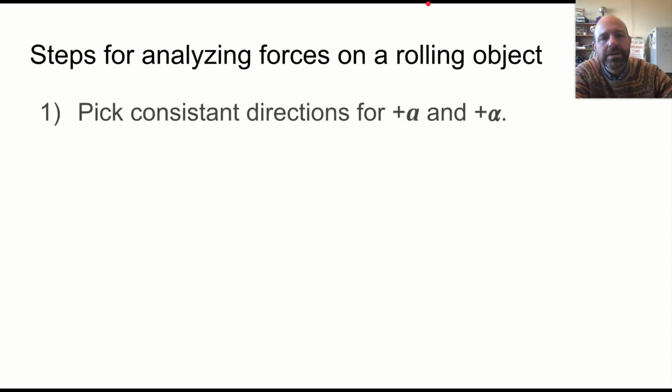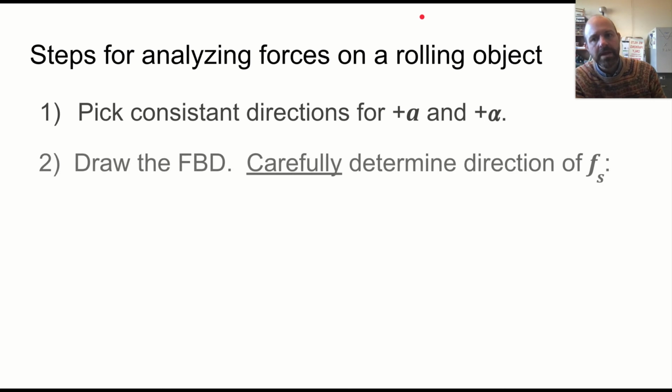So here's what we do when we're talking about rolling objects. We started with this in class the other day, and now we're going to kind of formalize it. We pick consistent directions for A and alpha. We draw the free body diagram, and this needs to be an extended free body diagram so we can see where the friction is acting. And that's the big kind of thinking part here.